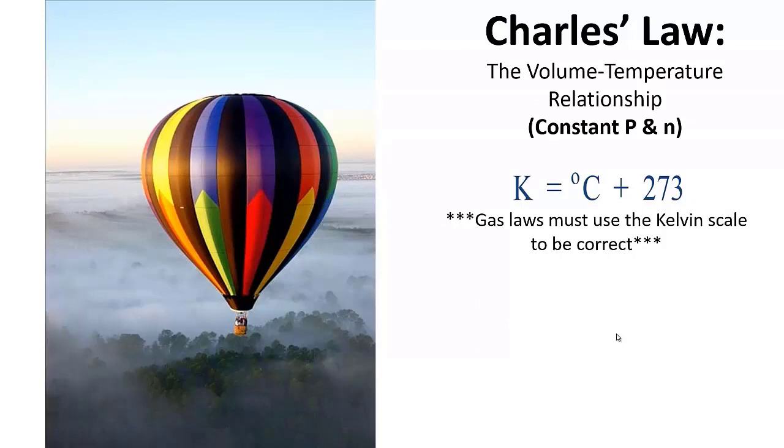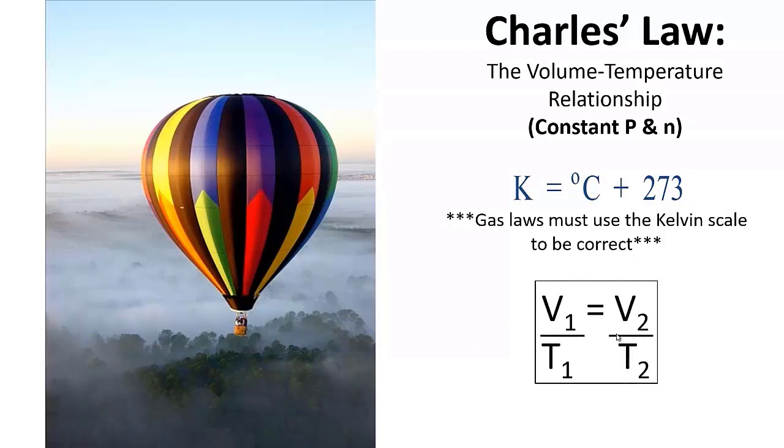So that law I just showed you was Charles' law. Charles' law is that volume over temperature equals volume over temperature. And these 1s and these 2s, what that stands for is 1 is your initial states, 2 is your second states or your final states, however you want to think about it.